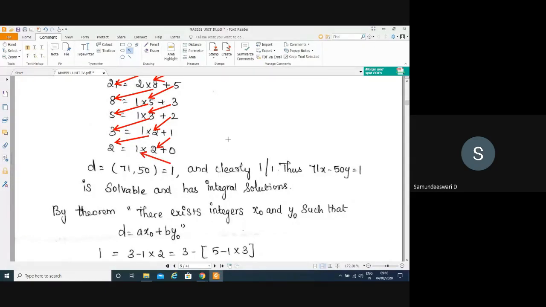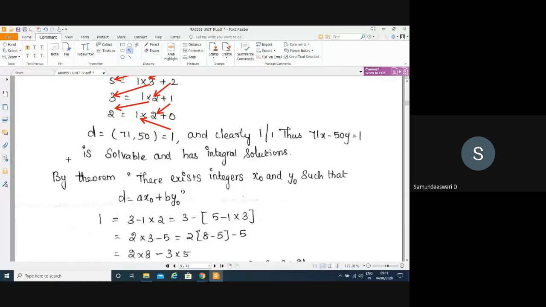In this, 2 is equal to 1 into 2 plus 0. 0 is the remainder and 1 is the divisor. So what is the GCD? 1 is the GCD, because in the previous step 1 is the remainder and in this step 1 is the divisor. So D is equal to the GCD of A comma B, equal to 1. Clearly this 1 divides your C. C is also 1, so 1 divides 1. So it is solvable. This is the first part of the problem.